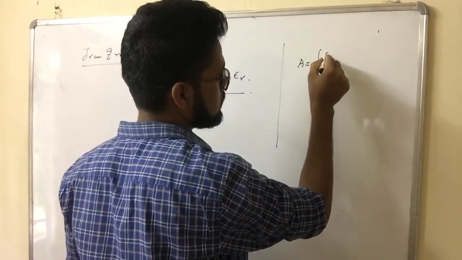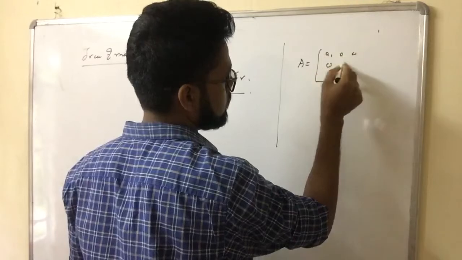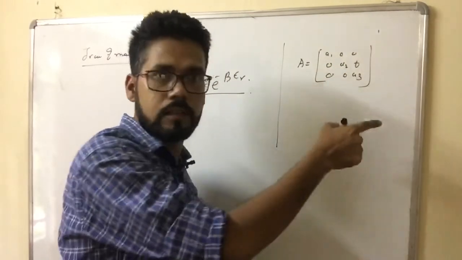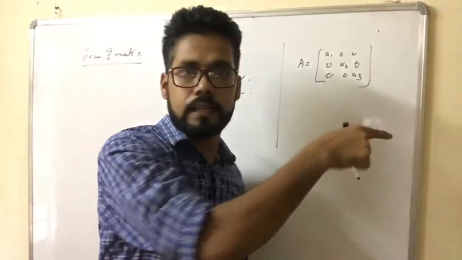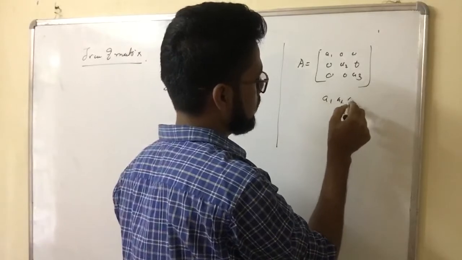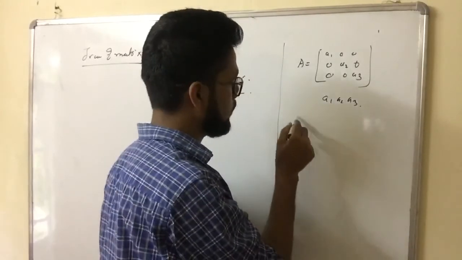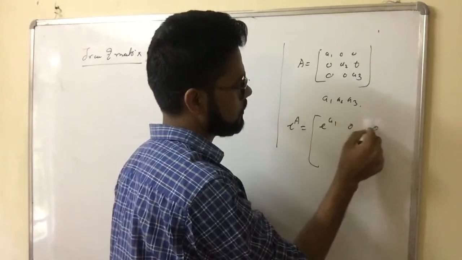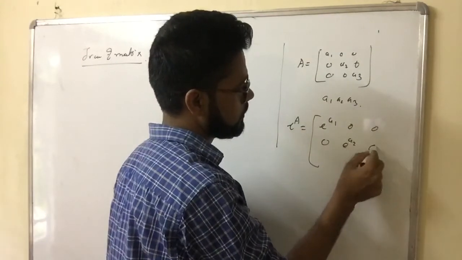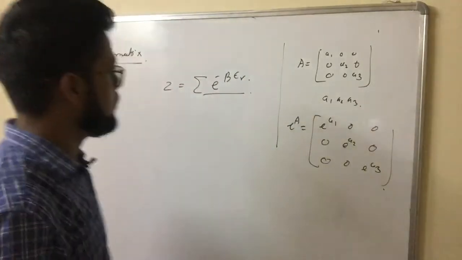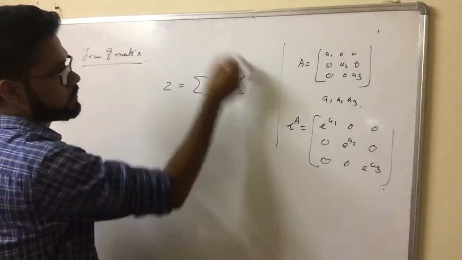Suppose a T by T matrix A with entries A1, 0, 0, 0, A2, 0, 0, 0, AT. It is a diagonal matrix, so the eigenvalues will be the diagonal elements of the square matrix. So T eigenvalues: A1, A2, AT. I am telling you again, e to the power A matrix will be nothing but e to the power A1, 0, 0, 0, e to the power A2, 0, 0, 0, e to the power AT.